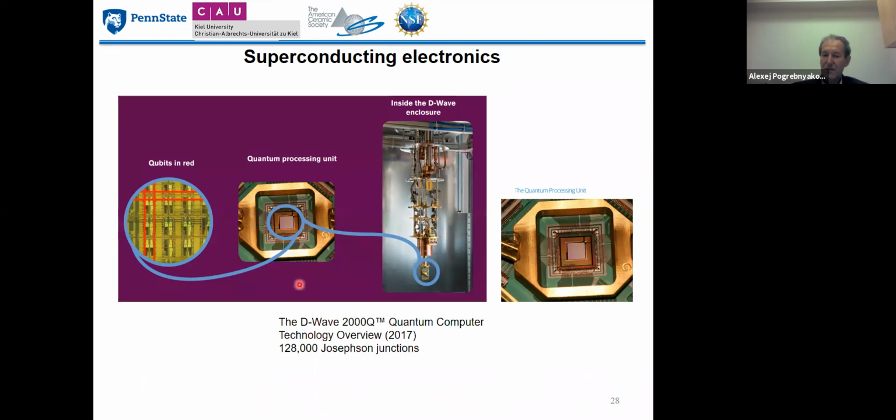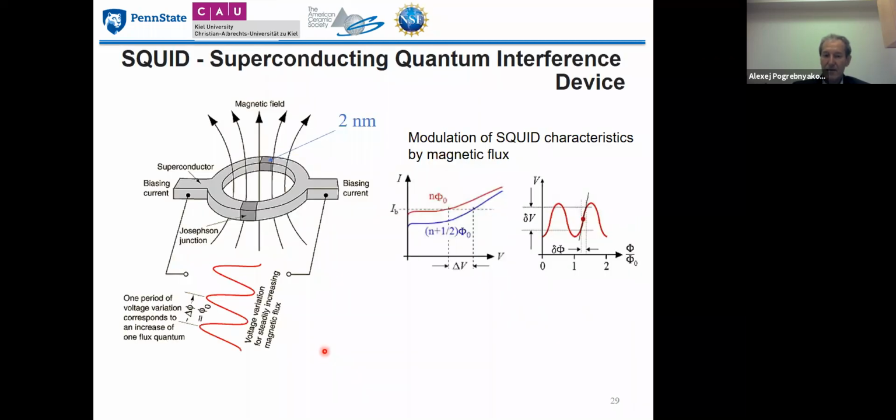This is a working quantum computer that contains 128,000 junctions. So these are applications of superconductors in electronics. Single Josephson junctions. Now, if you put these Josephson junctions in a superconducting loop and pass the current through this loop, the current will split between these shoulders and then combine into this left electrode.